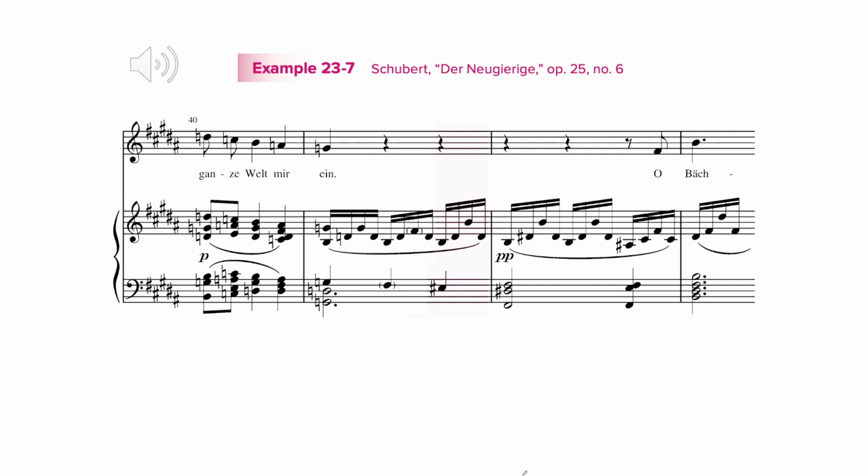Let's take a look at a literature example. Let's have a listen.